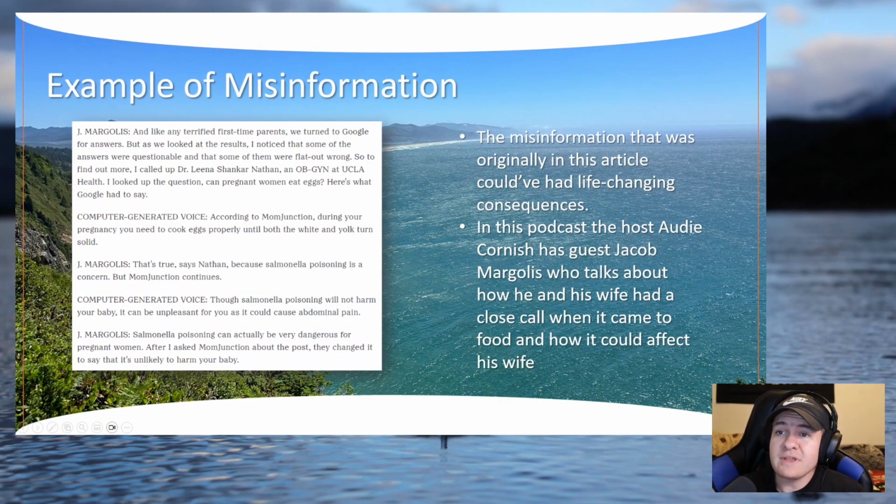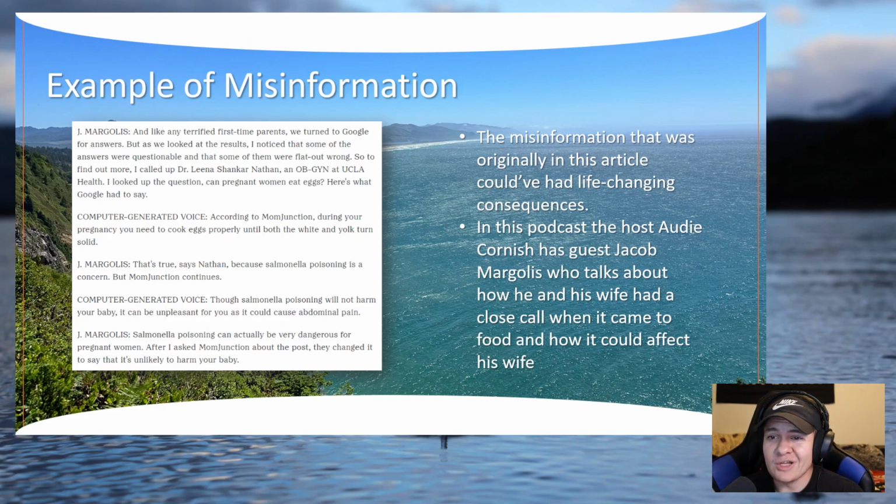One example of misinformation that somebody received from the internet: the misinformation that was originally in this article could have had life changing consequences itself. In the podcast, the host, Adi Cornish, has a guest, Jacob Margolis, who talks about how he and his wife had a close call when it came to food and how it could affect his wife. He says here, "Like any terrified first time parents, we turned to Google for answers. But as we looked at the results, I noticed that some of the answers were questionable and that some of them were flat out wrong."